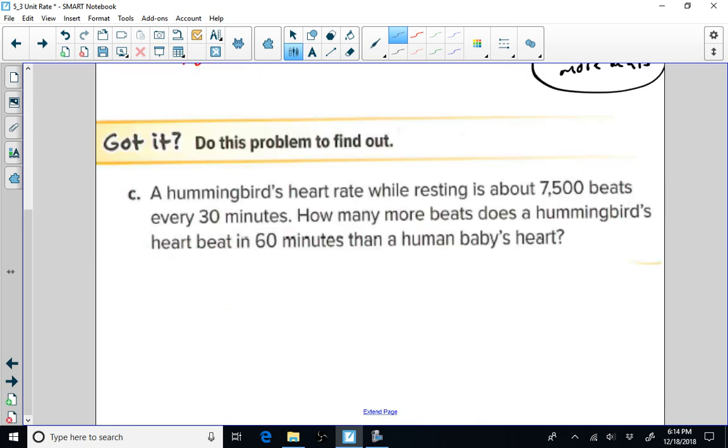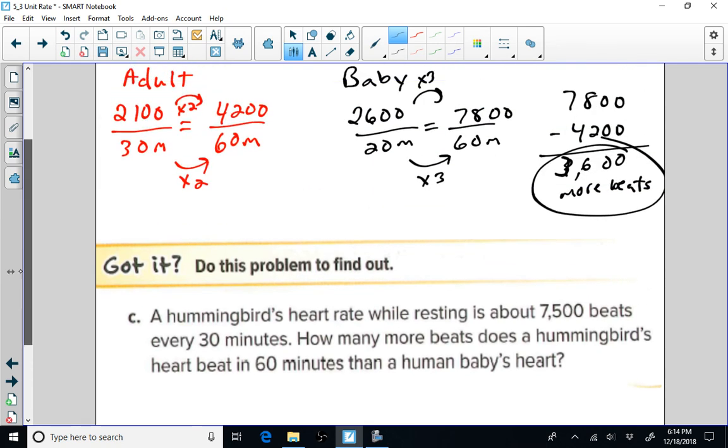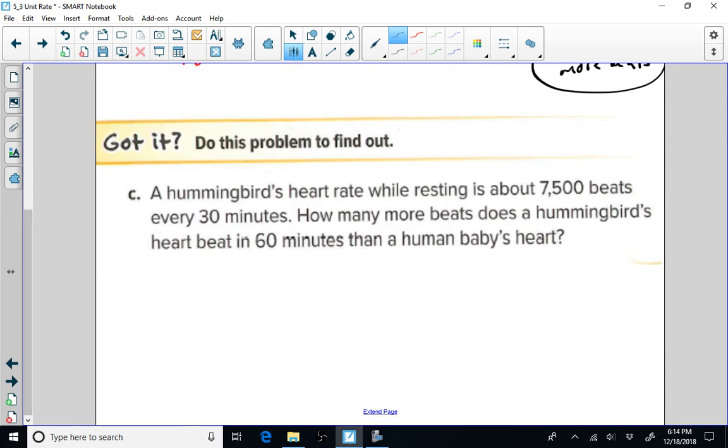We continue. A hummingbird's heart rate while resting is about 7,500 beats every 30 minutes. How many more beats does a hummingbird's heart beat in 60 minutes than a human baby's? Well, we know a human baby's beats 7,800 in 60 minutes. So let's write that over here. The baby is 7,800 beats in 60 minutes.